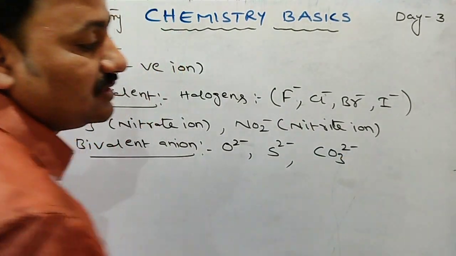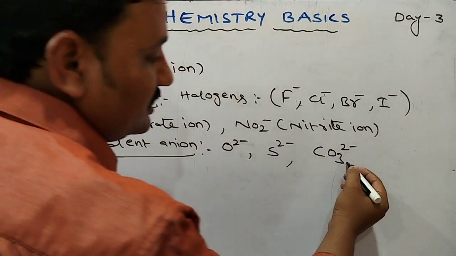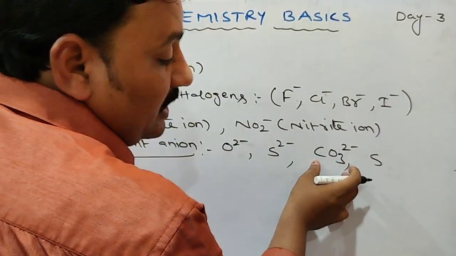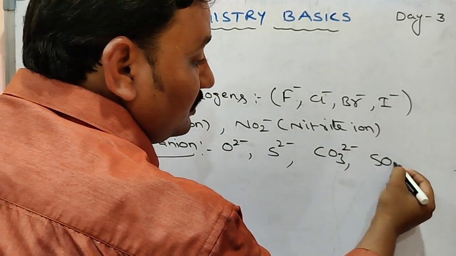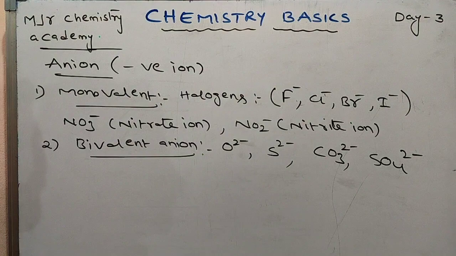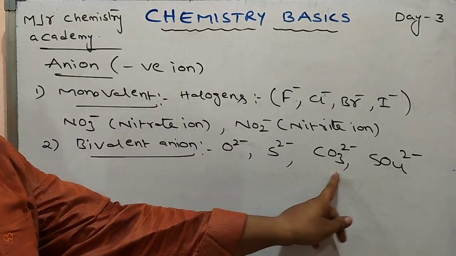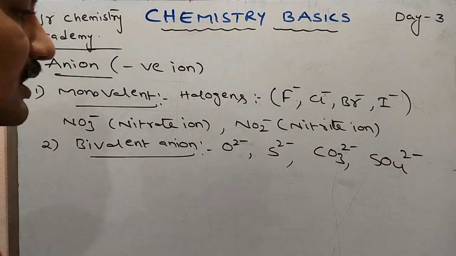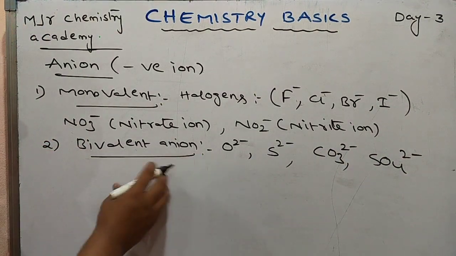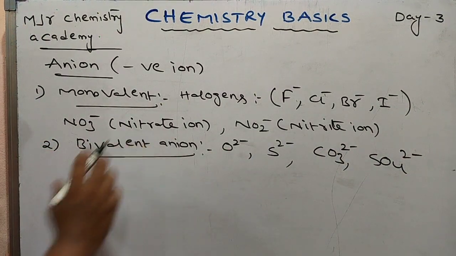CO3 2 minus, the carbonate ion, and sulfate ion, SO4 2 minus. These are the oxide ion, sulfide ion, carbonate ion, and sulfate ion, and these are considered as bivalent ions.